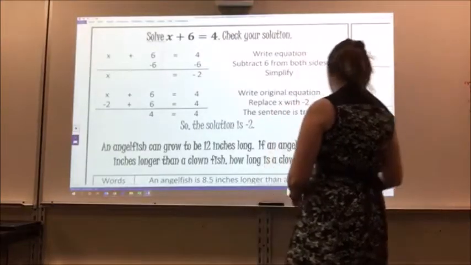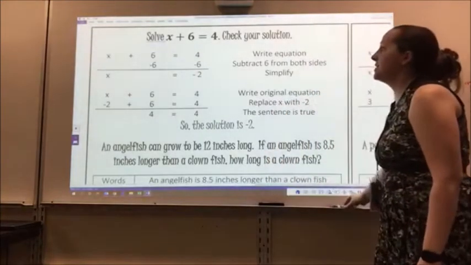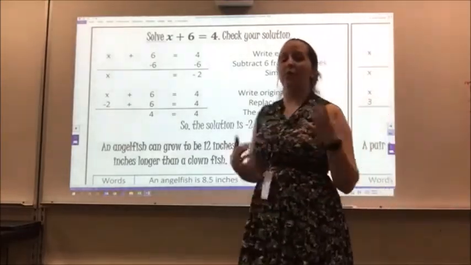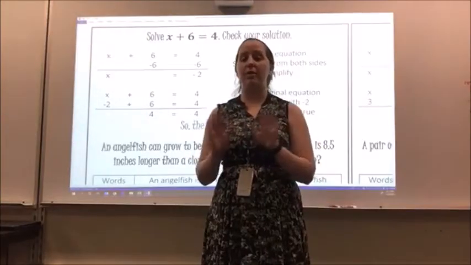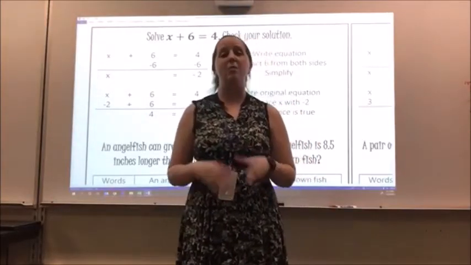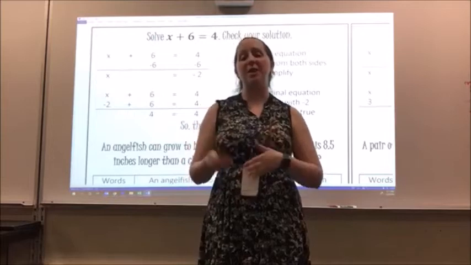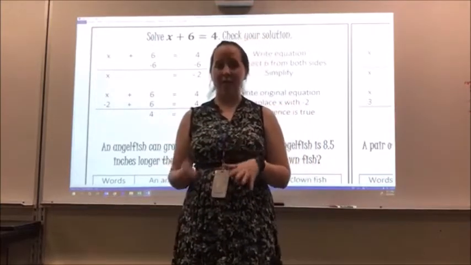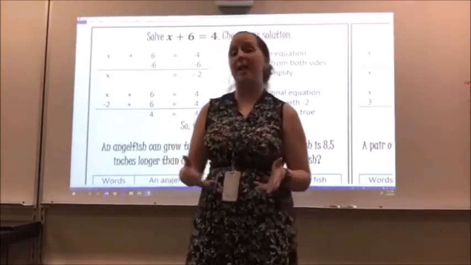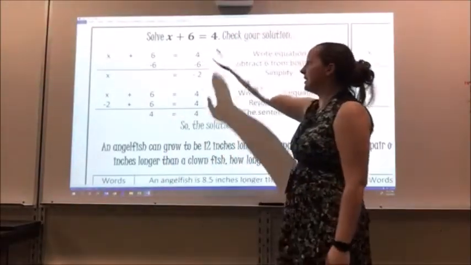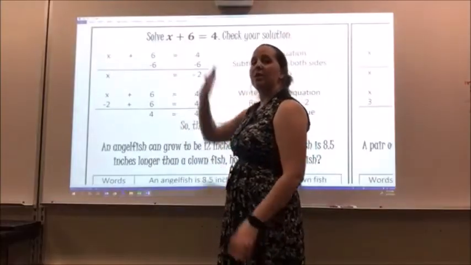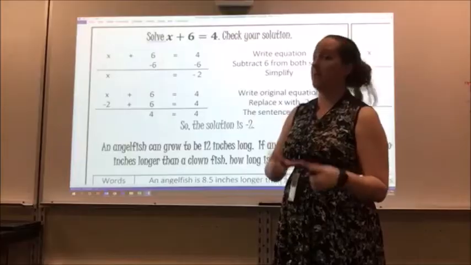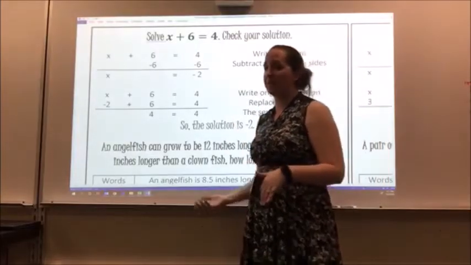All right, so let's take a look at an example. My first example says solve x plus 6 equals 4. Normally we could just figure that out without doing any math. However, we want to start thinking about what we need to do in order to get x by itself. That's the whole idea: we want to get our variable by itself. x plus 6, well, I have addition, so I have to do the opposite in order to get rid of it.